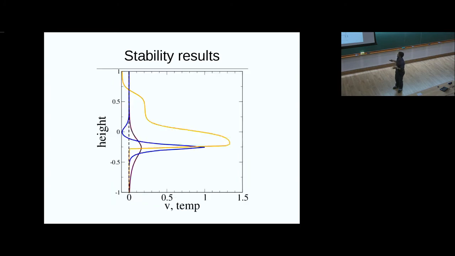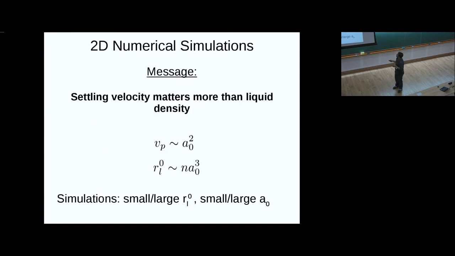Okay? And we have some idea of the eigenfunctions as well. Okay, so again, this is the message. The velocity goes as A naught squared, RL goes as A naught cubed, and the settling velocity matters more to what kind of instability forms than the absolute amount of liquid water that you have in your system.